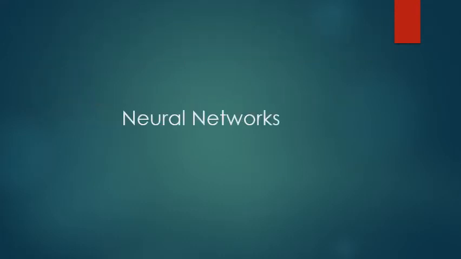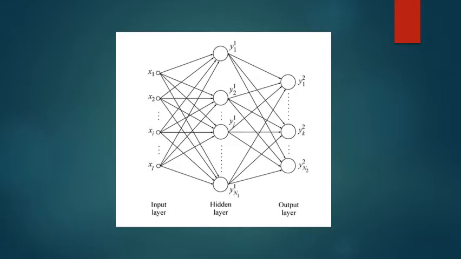Now I'm going to talk about neural networks. Neural networks are systems composed of at least three node layers: the input layer, the hidden layer, and the output layer. Each node is a neuron that uses an activation function. An activation function is used to determine the output of the node, given the inputs coming from the previous layers and the weights assigned to them.